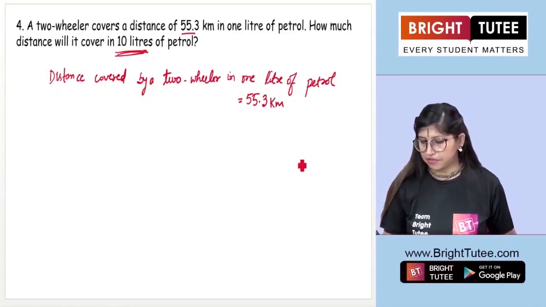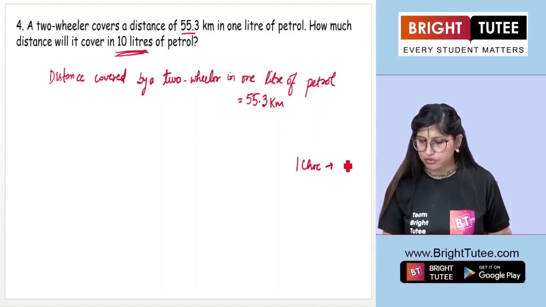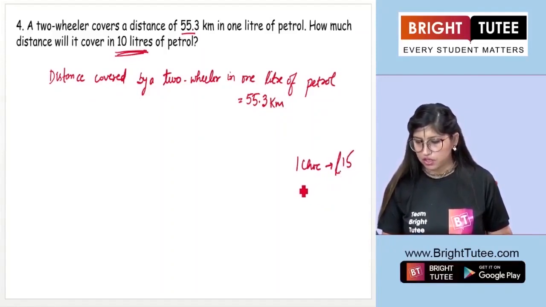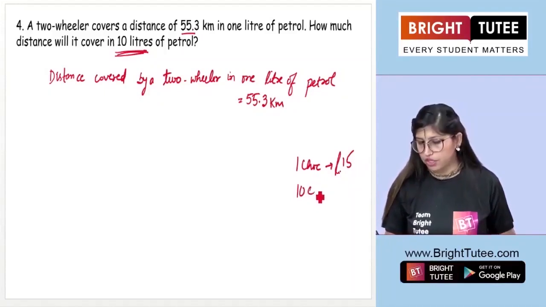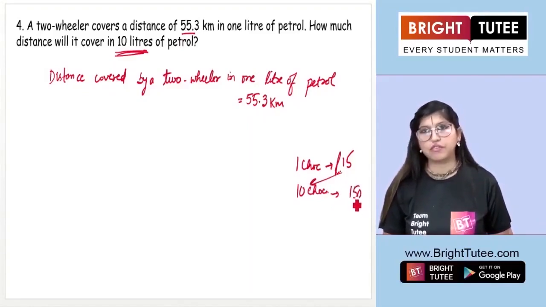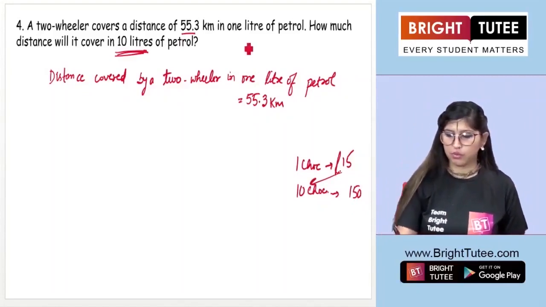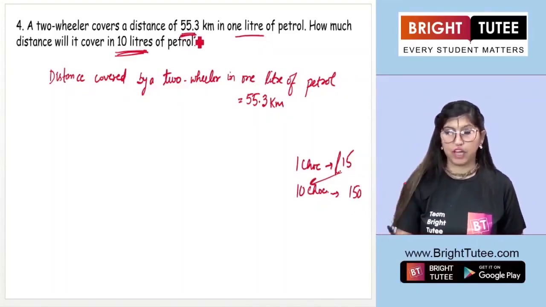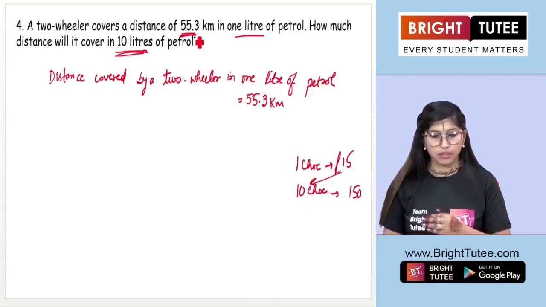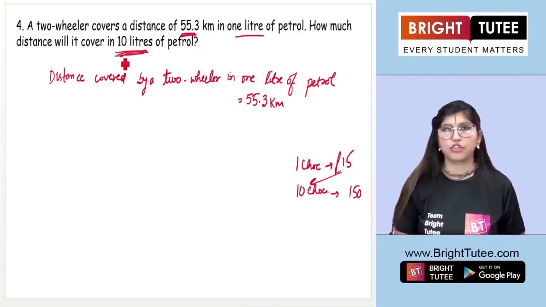So let's say you got one chocolate for 15 rupees. What will be the amount for 10 chocolates which you would buy? You'll be multiplying these two and then you'll be getting 150. We're doing the same thing over here. You know that 1 liter of petrol covers 55.3 kilometers. So what will be the distance that a two-wheeler covers in 10 liters of petrol?